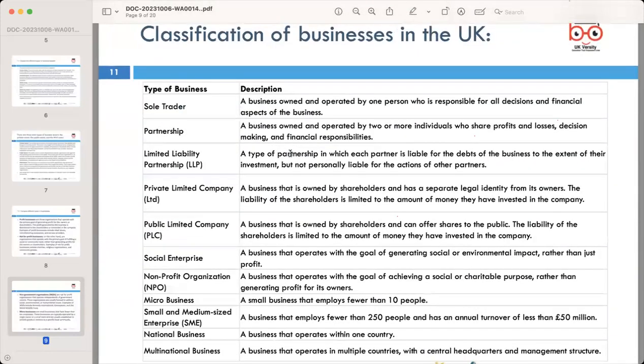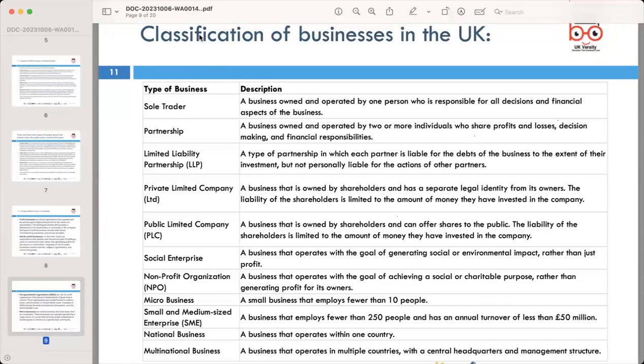That's good then. So, classification of businesses. Next one is classification of businesses. Do you have any idea about different types of businesses, Avinash? Different types of business. I'm sorry, I have no idea.